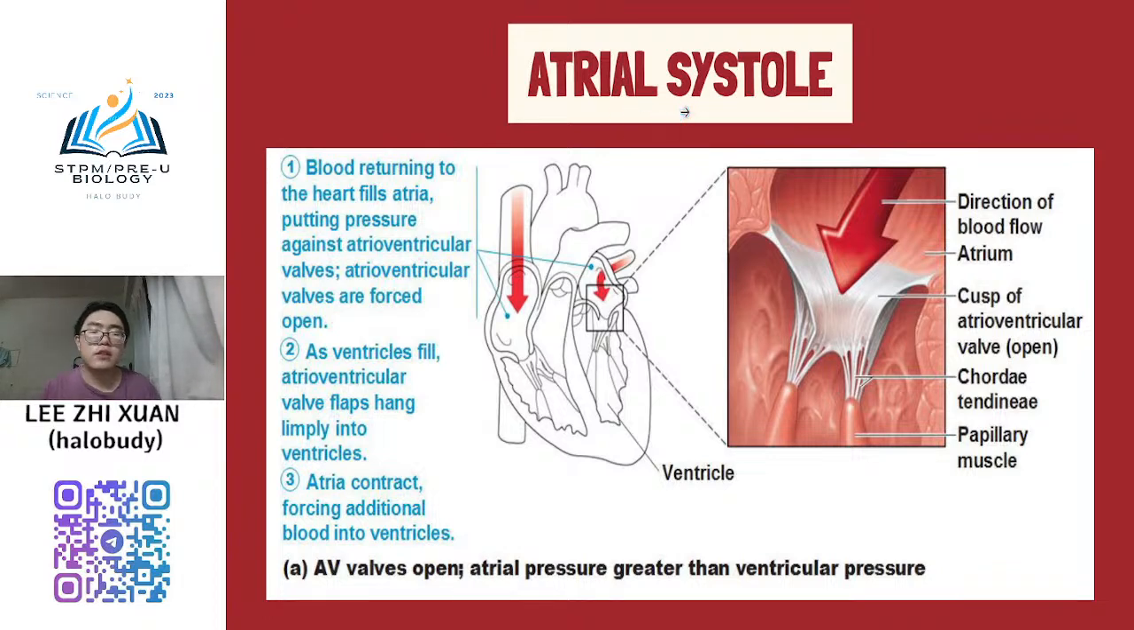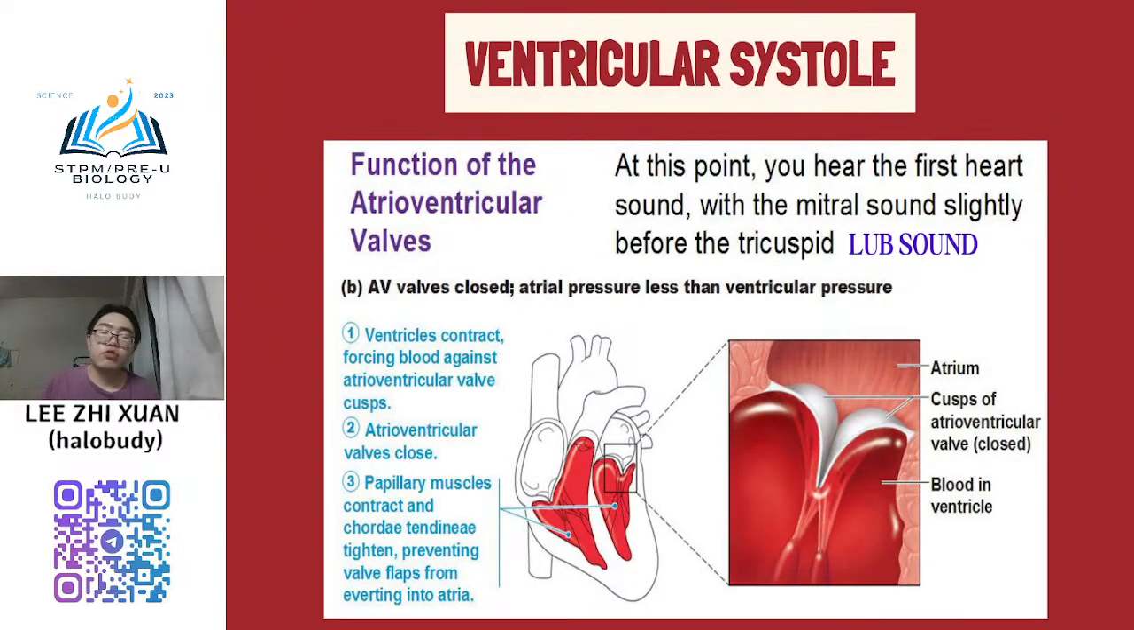So in atrial systole, the key things you need to know are: first, the volume of the atrial chambers is decreased; second, the pressure is increased; third, the AV valve is open; and fourth, the blood passes from the atrium to the ventricle. So these four things happen inside the atrial systole. Okay, so this is about the atrial systole.